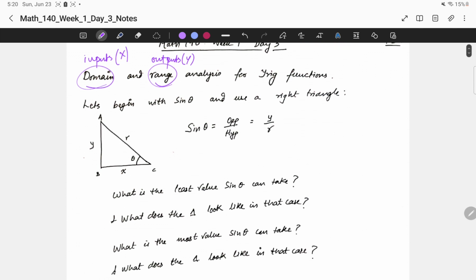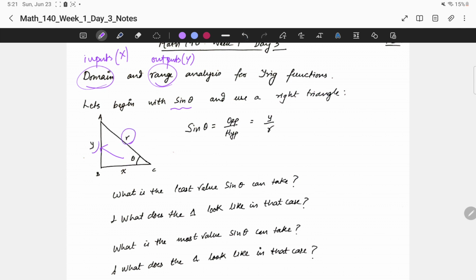Now we have this advantage of knowing the fundamental definition of these trig functions, right? They are ratios of sides of a triangle. So we use that as our right triangle here. Let's call this x, y, and let's call the hypotenuse r. Then sine theta is opposite, which is y, over hypotenuse, which is r.